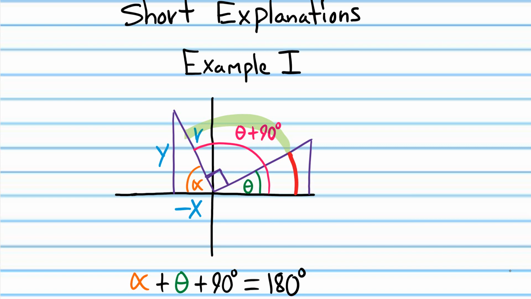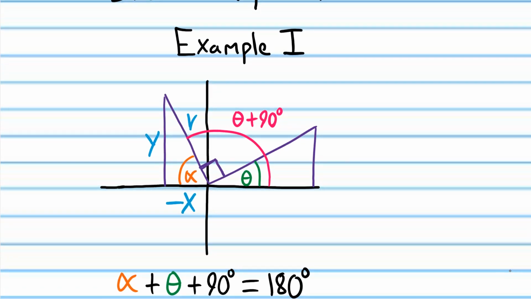So that would be theta plus 90. That's the pink angle, theta plus 90. Now, I want you to notice something very important. A half rotation is from the positive part of the x-axis all the way to the negative part of the x-axis. That's 180 degrees, right?